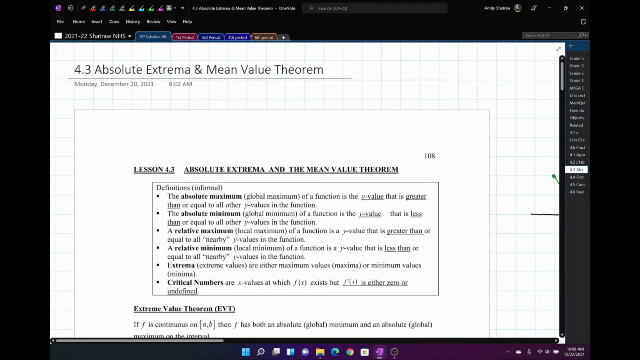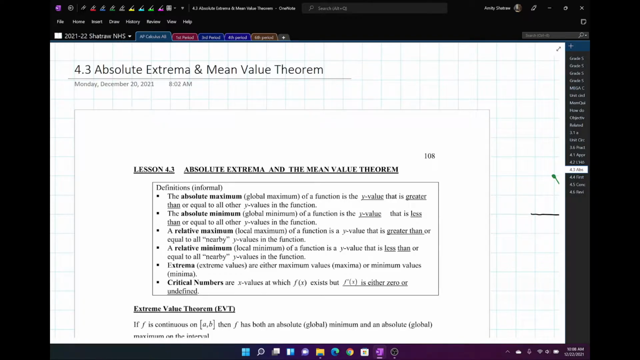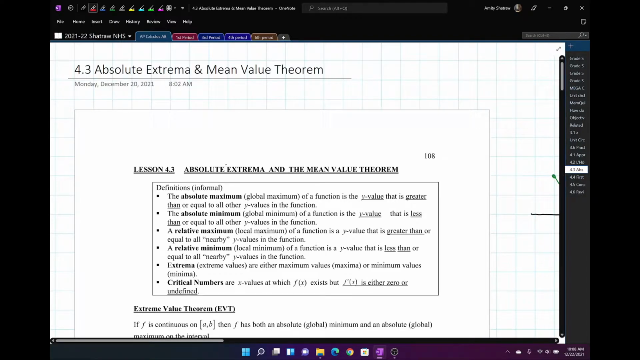Welcome to lesson 4.3 about absolute extrema and the mean value theorem. What I wanted to point out to you right away is that the word extrema, you can go ahead and practice saying it, is really all about extreme values. Absolute highs, we're going to call those maximums. Absolute lows, we're going to call those minimums. And relative maximums, things that are like a peak in a particular spot, but not as high as other spots, we could call those relative maximums, relative minimums.